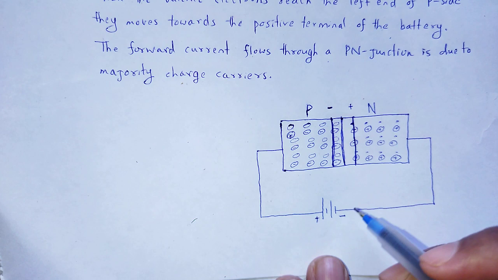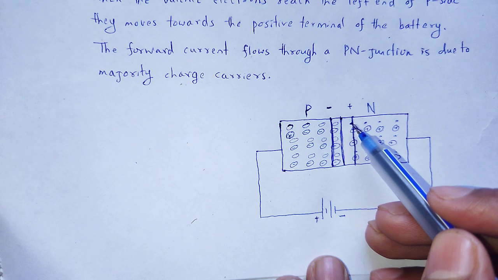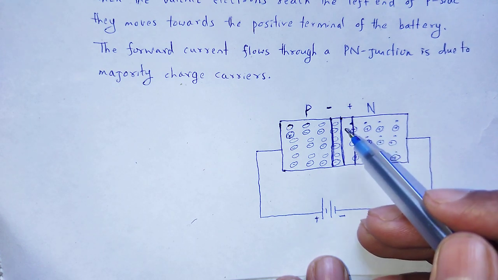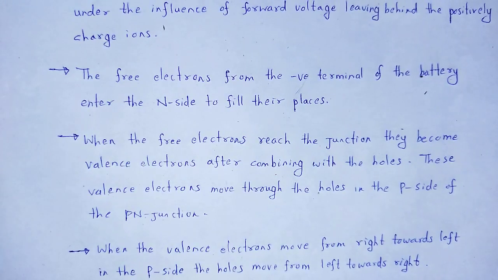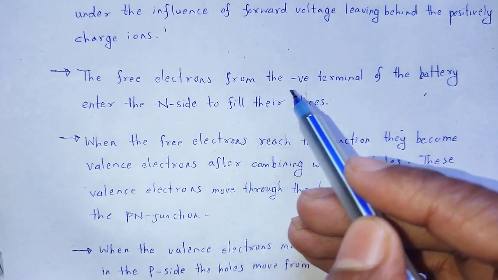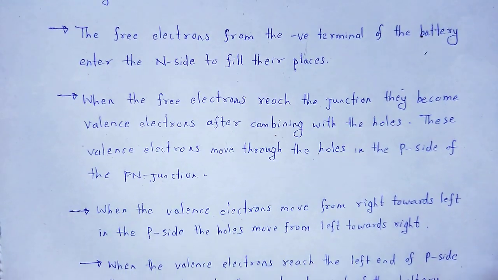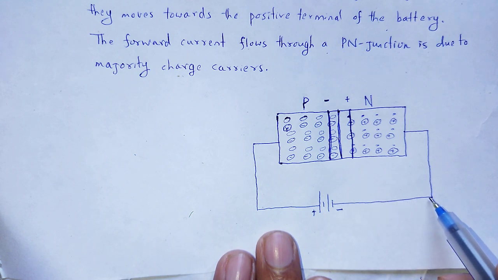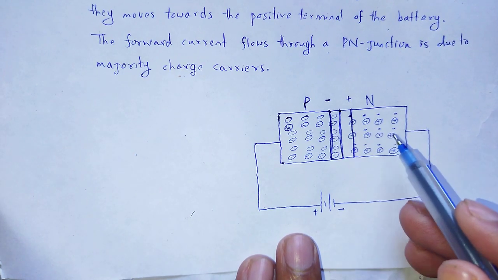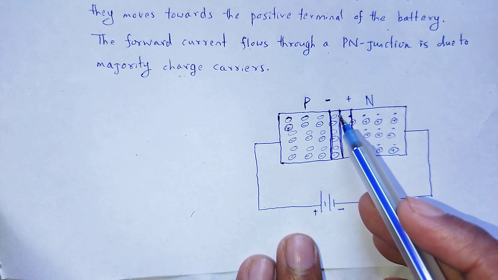Under the influence of forward voltage, that leaves behind positive charge ions. Again, free electrons from the negative terminal of the battery enter the N side to fill their places, as these free electrons move towards the junction.